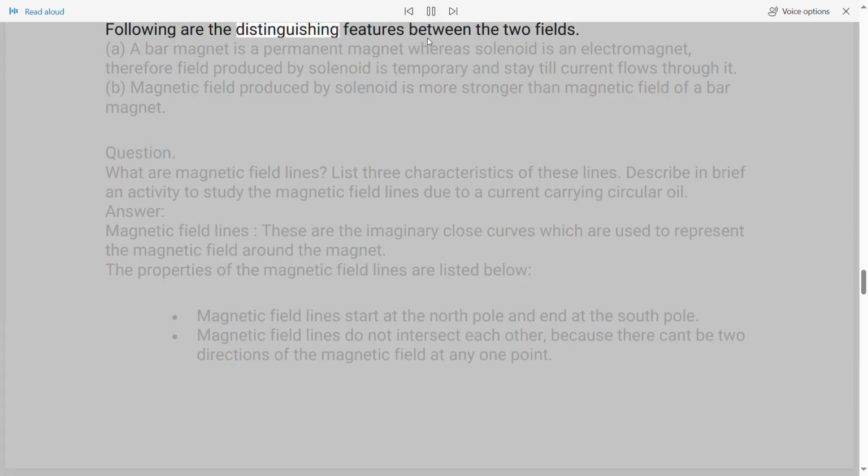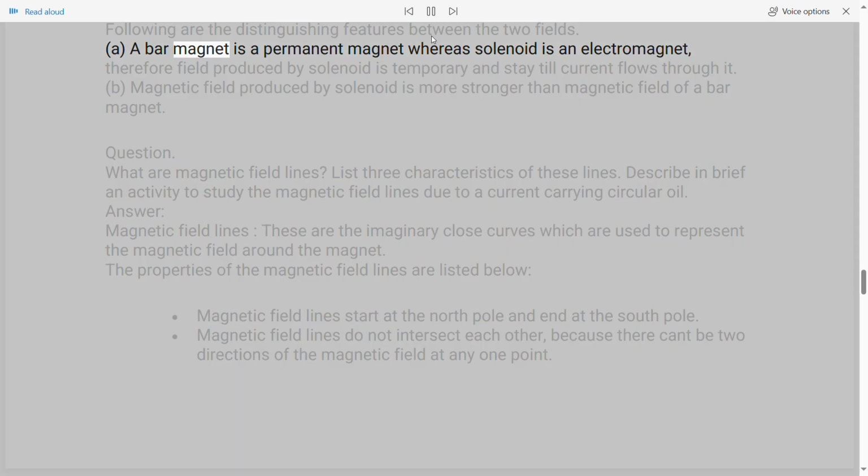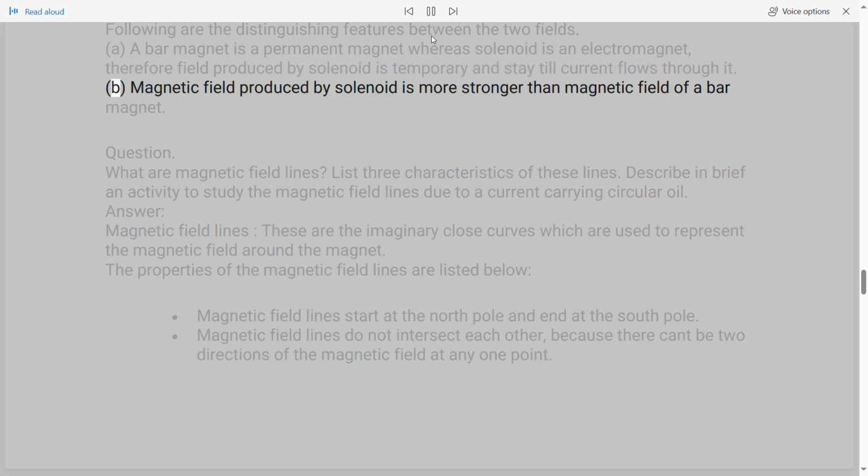Following are the distinguishing features between the two fields. A. A bar magnet is a permanent magnet whereas a solenoid is an electromagnet. Therefore, the field produced by a solenoid is temporary and stays till current flows through it. B. The magnetic field produced by a solenoid is stronger than the magnetic field of a bar magnet.